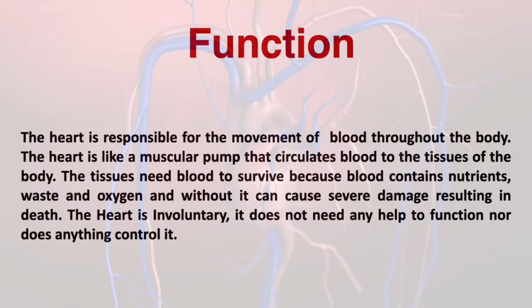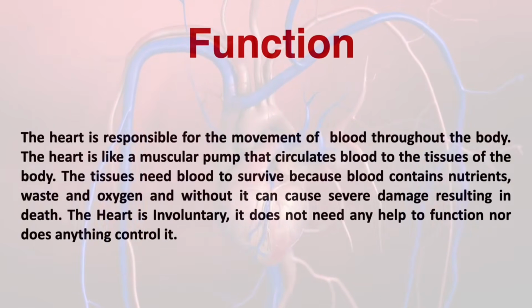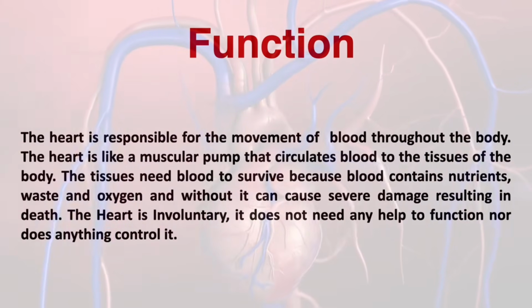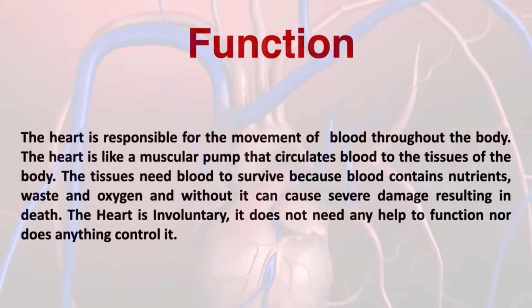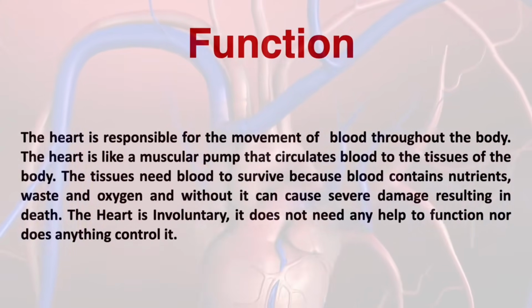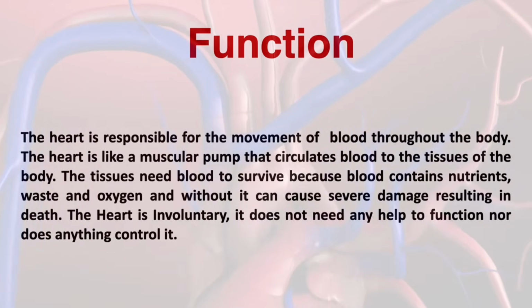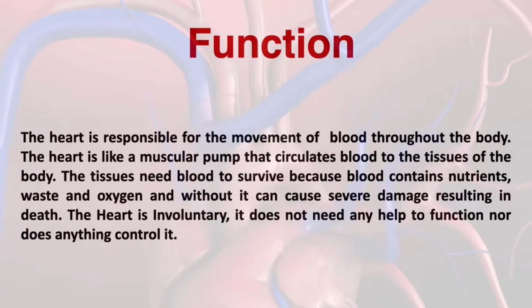The cardiovascular system main function is to pump blood throughout the body. The heart is like a muscular pump, if you will. It circulates blood to the tissue and to the rest of the body. This is important because blood is important. Blood contains nutrition, waste, and oxygen, and without it, our cells cannot survive. The heart is involuntary, which means that it doesn't need help or any type of signals from the brain to function.